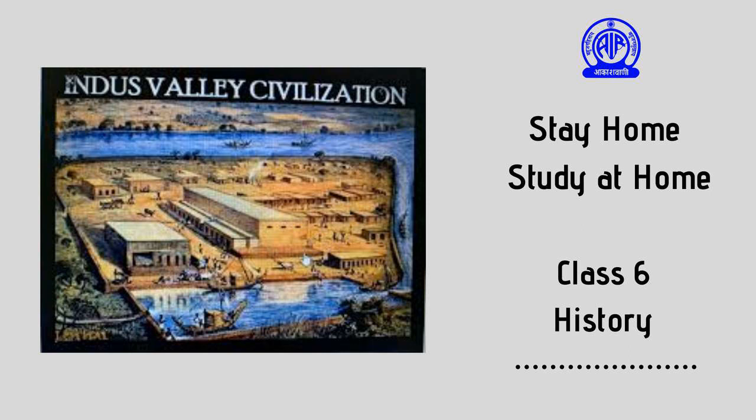Now, what about the bricks of the cities? Bricks were well baked, so it lasted for 1,000 years. That's why we found bricks. The bricks were studied by the archaeologists, so we are also studying it. They are laid in the interlocking pattern. Interlocking means one lengthwise, one crosswise, one lengthwise, one crosswise, they placed the bricks like that. That was a very special thing, okay? That was special about Harappan civilization.